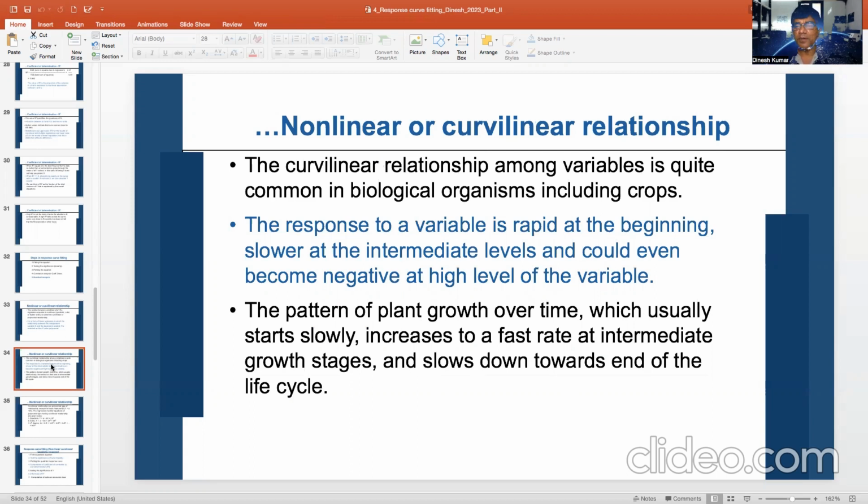The response to a variable is rapid at the beginning. You have seen your marginal return was increasing. Then it is slower at the intermediate levels, marginal return started falling and could even become negative at a high level of the variable. Such kinds of relationship are curvilinear relationships. The pattern of plant growth over time, which usually starts slowly, increases to a fast rate at the intermediate growth stage and slows down towards the end of the life cycle. You have seen the sigmoid curve, so that is also a curvilinear relationship.